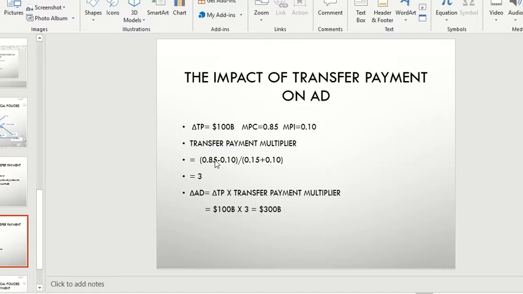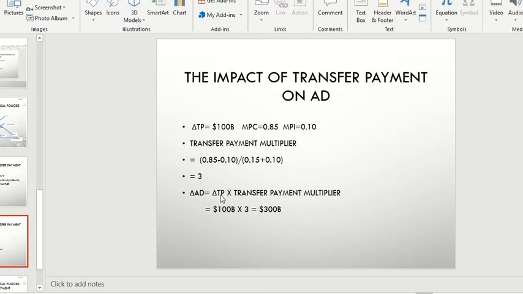Okay. So let's calculate the transfer payment multiplier. That's MPC minus MPI divided by MPS plus MPI. And we have learned previously that MPS can be found using 1 minus MPC. So that would give us 0.15. Okay? So that will give us a transfer payment multiplier of 3. Okay? So plug that into the equation.